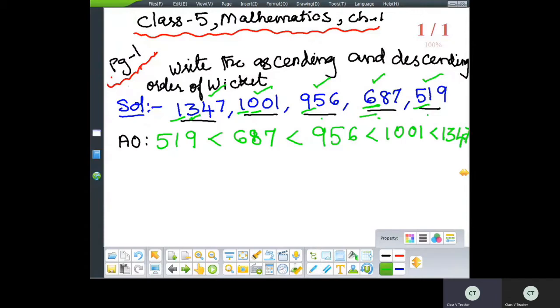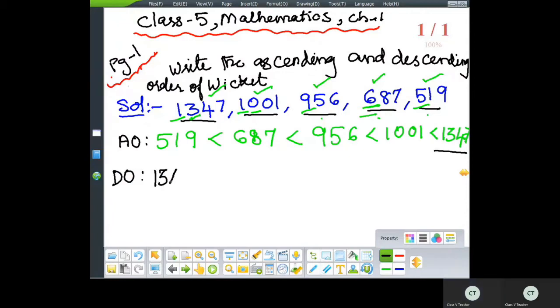Ascending order is nothing but small to big. We got it? Now the next one, descending order. Descending order means what? Reverse of ascending order. Descending order is big to small. So now just come over to the last. What is the bigger number here?